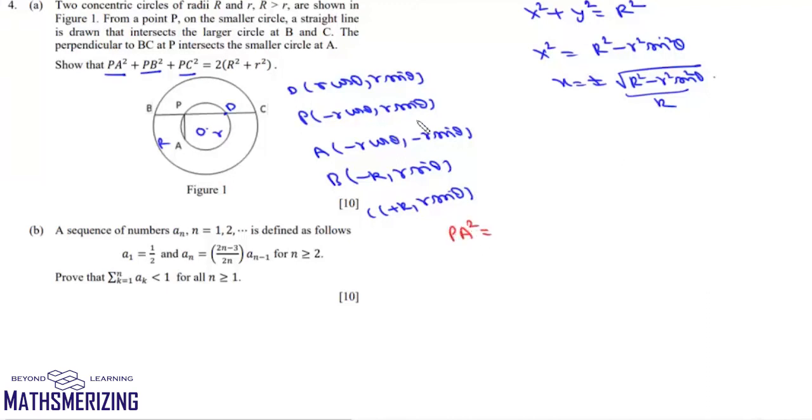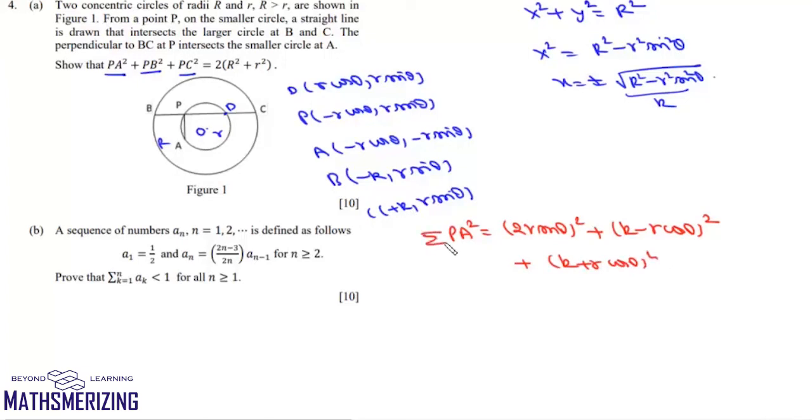PA square will be (2r sin theta) whole square plus PB square. Now what is PB square? Here r sin theta will cancel, so PB square will be (k minus r cos theta) whole square. Now what is PC square? PC square will be (k plus r cos theta) whole square.